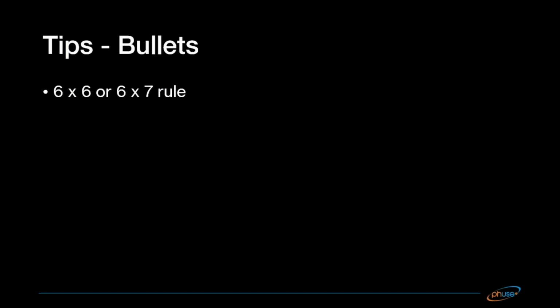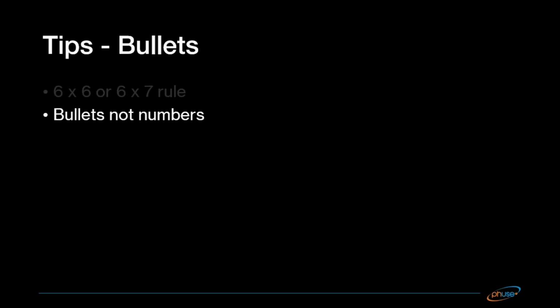In terms of bullet points, then, this is a fairly common rule now that, again, 6x6 or 6x7 basically says no more than 6 bullet points on a slide and no more than 6 or 7 words per bullet point. Anything more than that is just too much information. The audience loses focus, and it's probably going to stray into that area of you've got more than one idea on the slide, and therefore you should split it out and put 3 on one slide and 3 on the other.